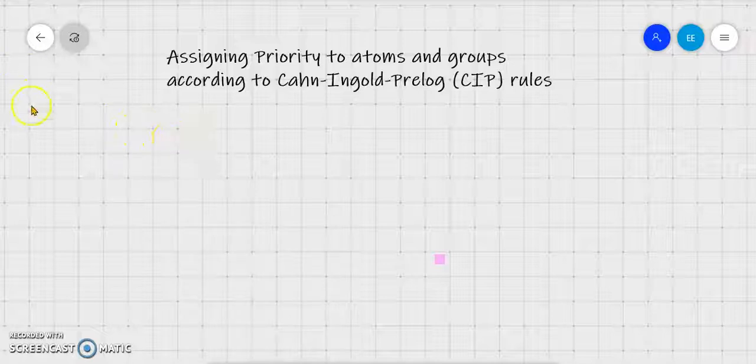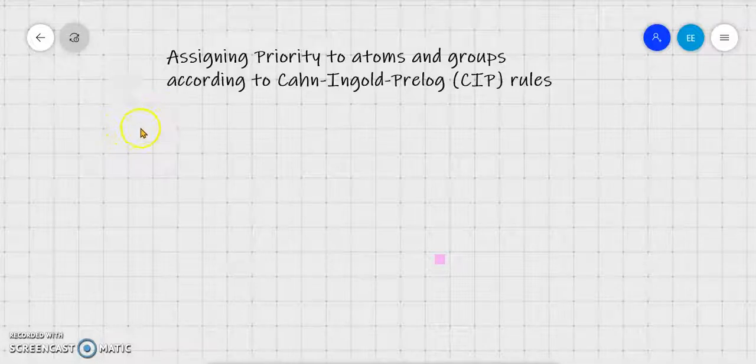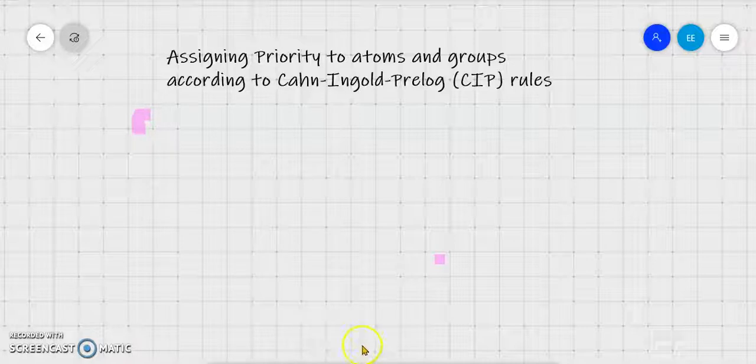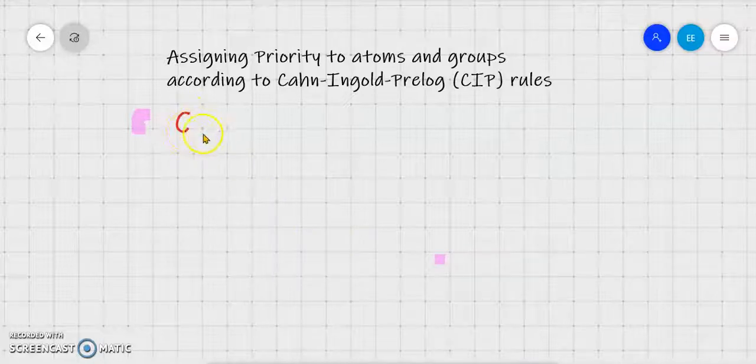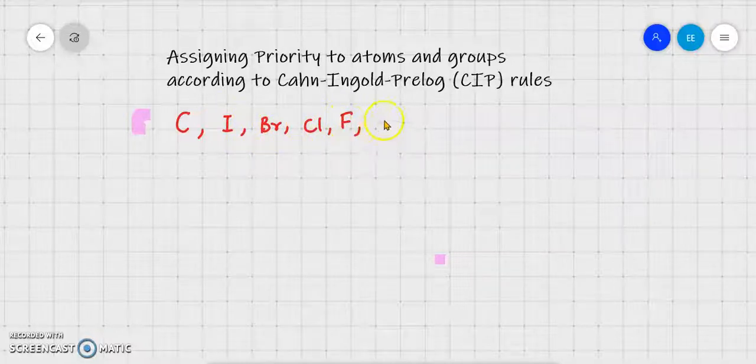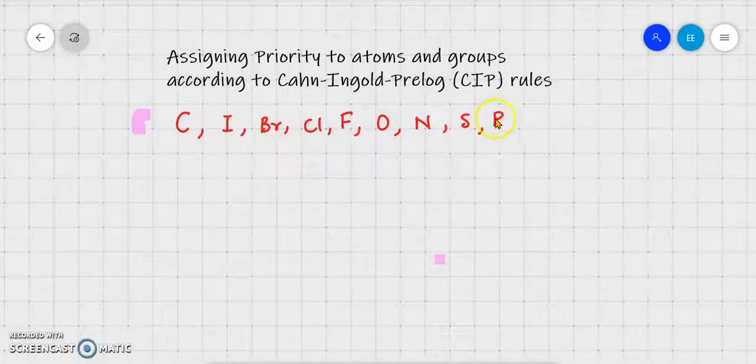So when we think about all the elements which are usually present in organic compounds, the common ones are carbon, all the halogens, iodine, bromine, chlorine, fluorine. Then you have oxygen, nitrogen, sulfur and phosphorus. These are the most common elements, and of course hydrogen is there, which are found in organic compounds.